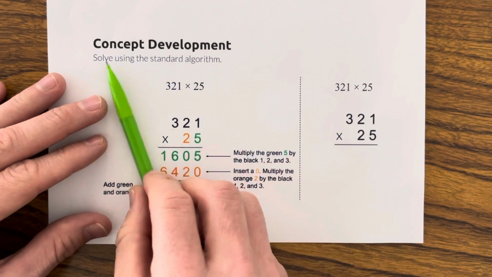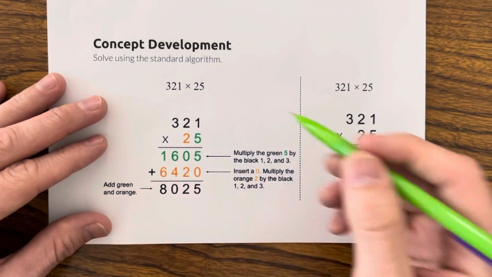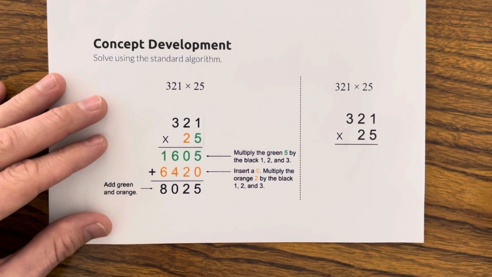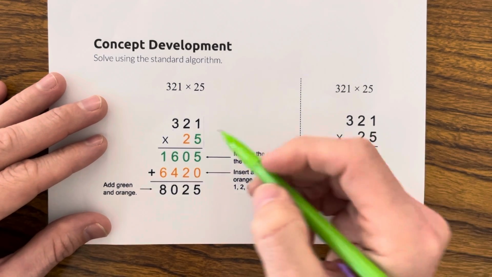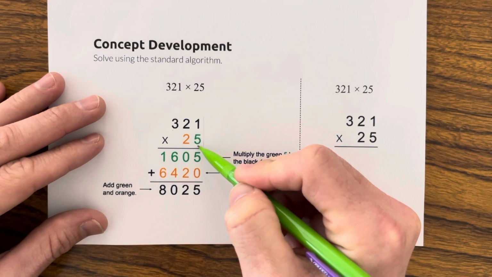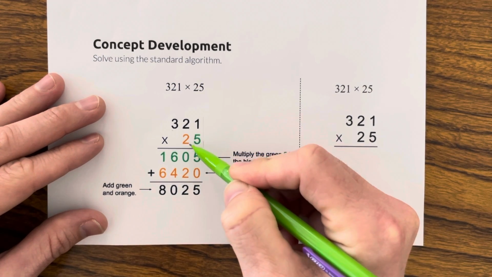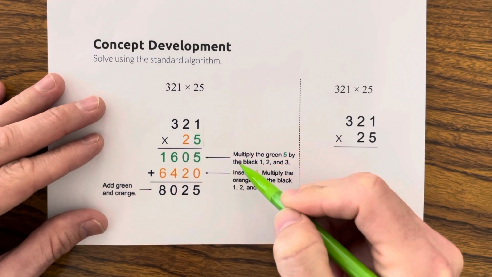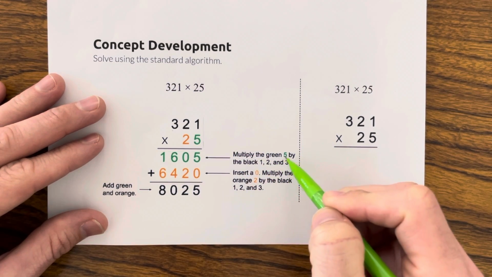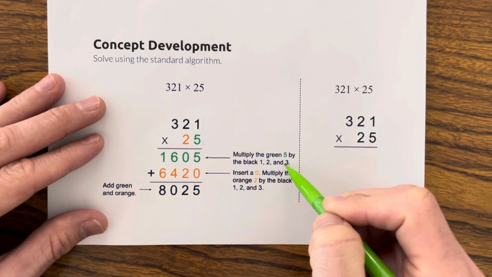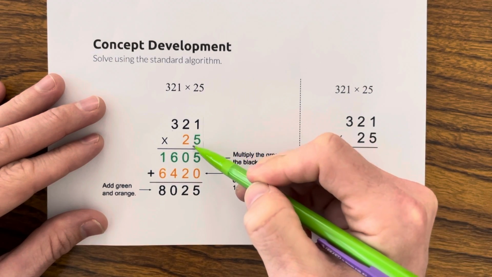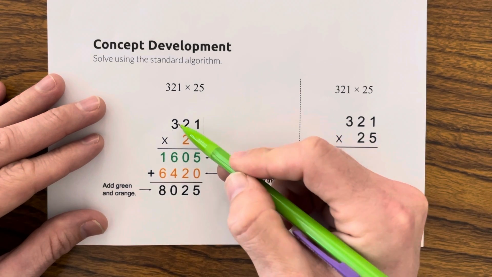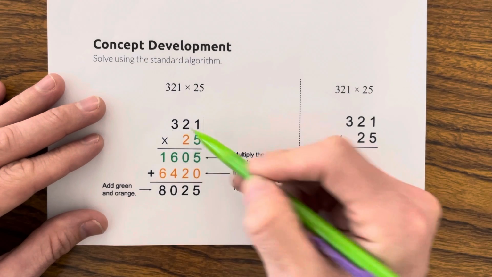Notice how everything is lined up to the right. Everything is just pushed over to line up to the right there. Now the first thing we focus on is the ones place digit of the bottom number, this 5, which is in green. We're going to generate this line of work using this 5. It says here, multiply the green 5 by the black 1, 2, and 3. So multiply the green 5 by the black 1, then by the black 2, then by the black 3. We're focusing on this 5 and doing it all across the board.